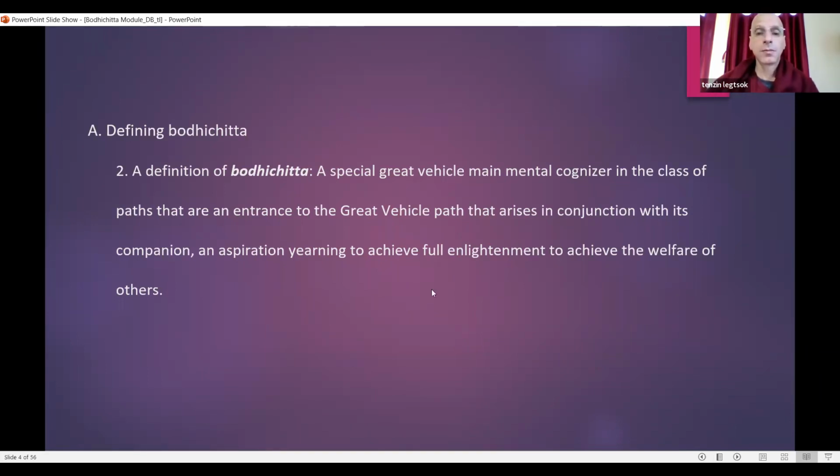So remembering how essentially bodhicitta arises from having selfless concern for others and equal concern for all sentient beings, we'll just look through the definition and then try to generate the mind of bodhicitta for a few minutes. So, the definition of bodhicitta is a special great vehicle main mental cognizer.